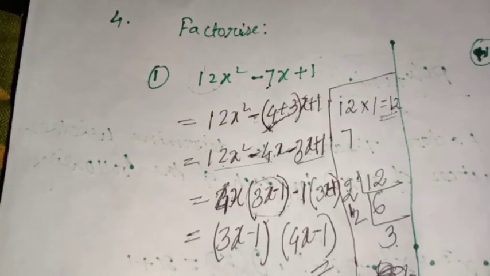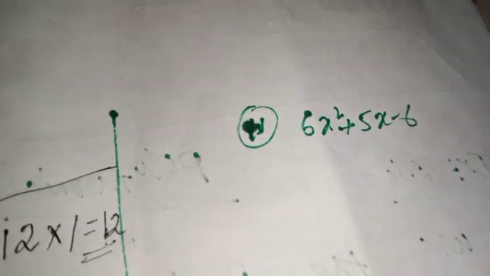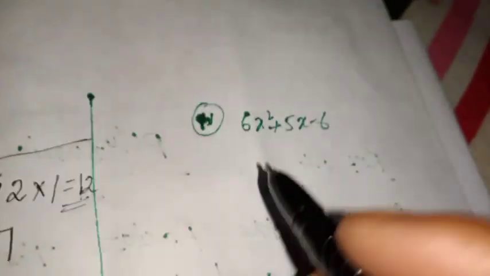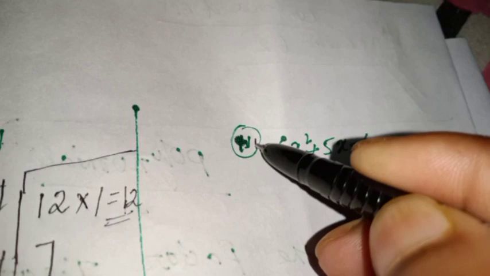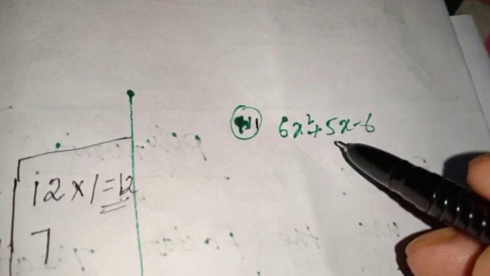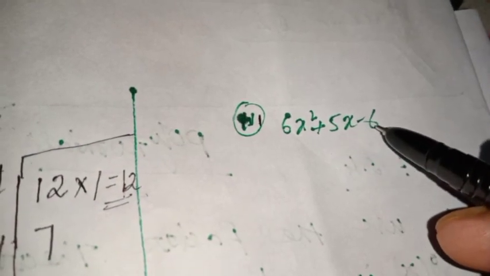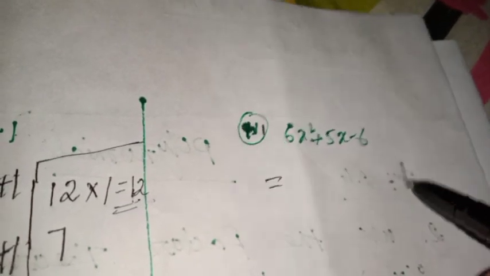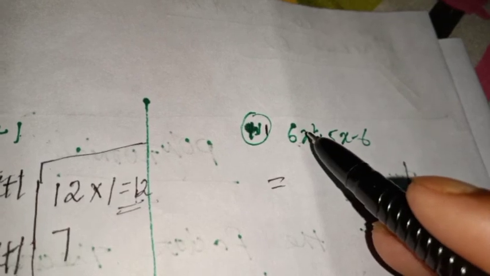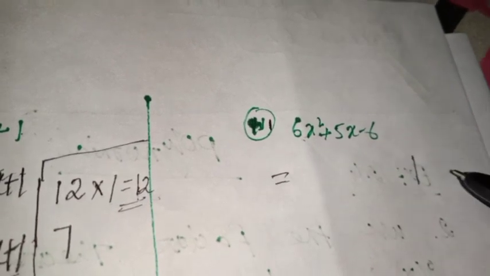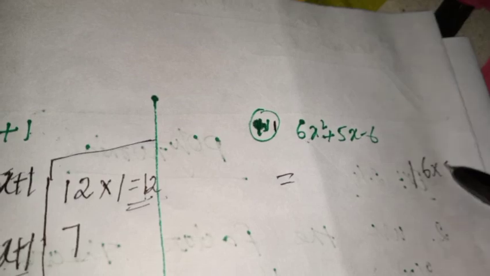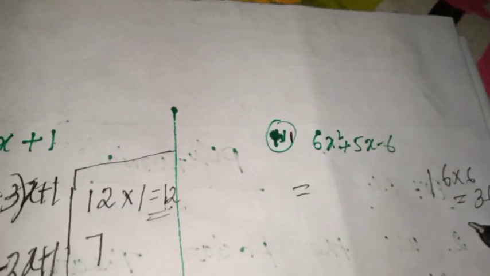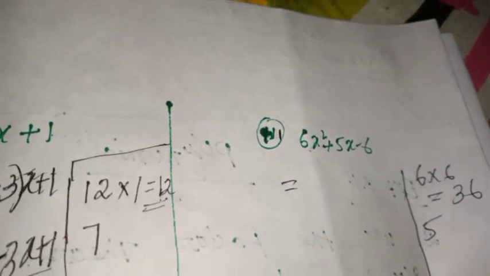Okay, one more I'll give you. Question number 3, sorry, question number 3: 6x square plus 5x minus 6. Similarly, as I have told, first you have to multiply the coefficient of x square and the constant term. Here you can see 6 into 6, how much? 36. Now you see the middle term is 5. Now you have to split.